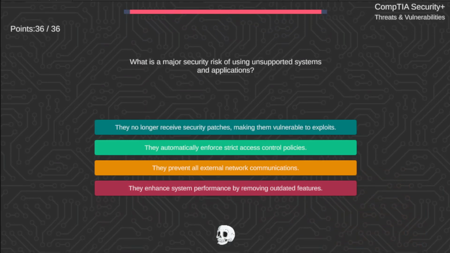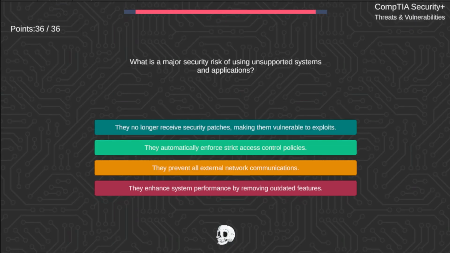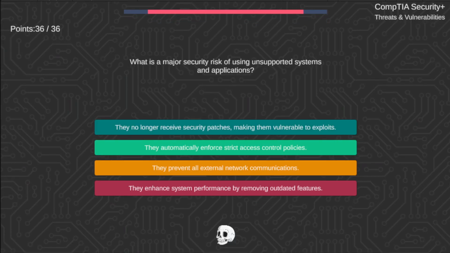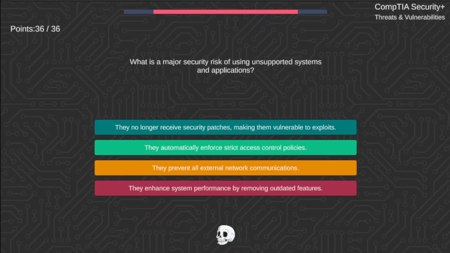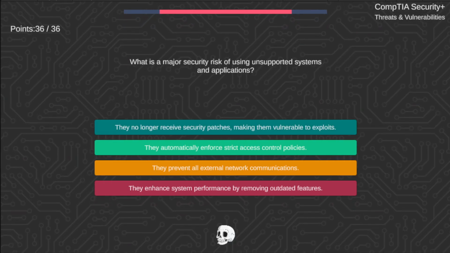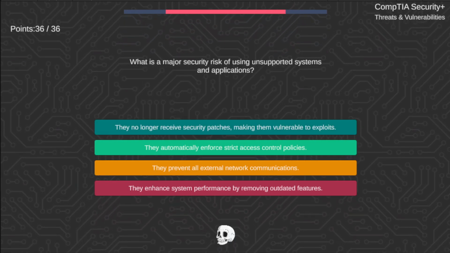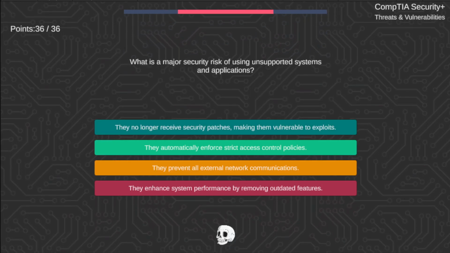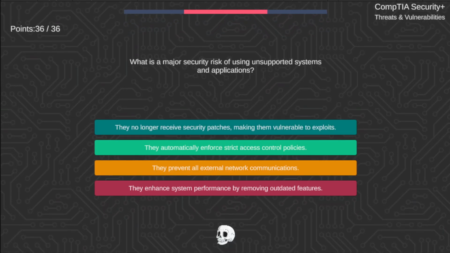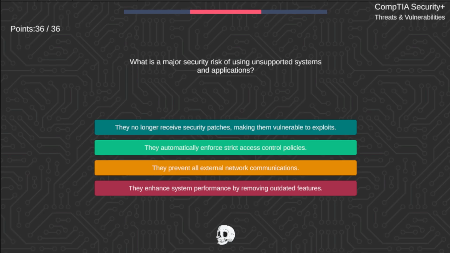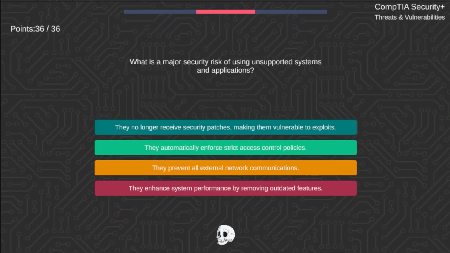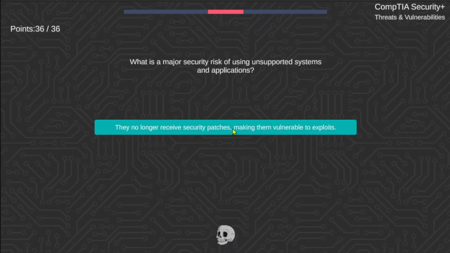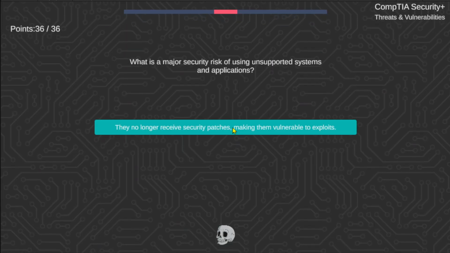What is a major security risk of using unsupported systems and applications? They can no longer receive security patches, making them vulnerable to exploits. They automatically enforce strict access control policies. They prevent all external network communications, or they enhance system performance by removing outdated features. What is a major security risk for using unsupported systems and applications? Correct answer is they no longer receive security patches, making them vulnerable to exploits.